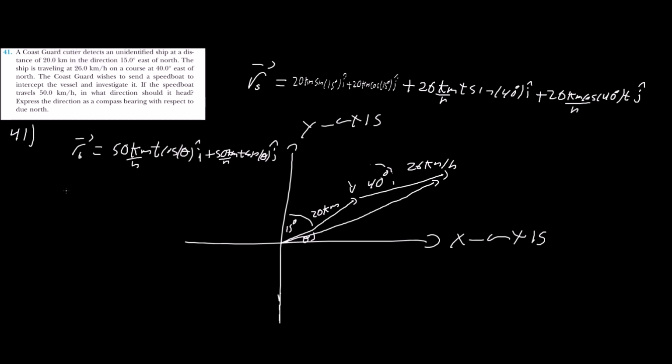So what we're going to be doing next is letting the r of the speedboat equal the vector r of the ship. So we're going to let this component equal this component. You're going to have two equations, two unknowns, and once you solve for theta, theta is going to be, well, I kind of looked it up, 62.3 degrees. All right, we're done.